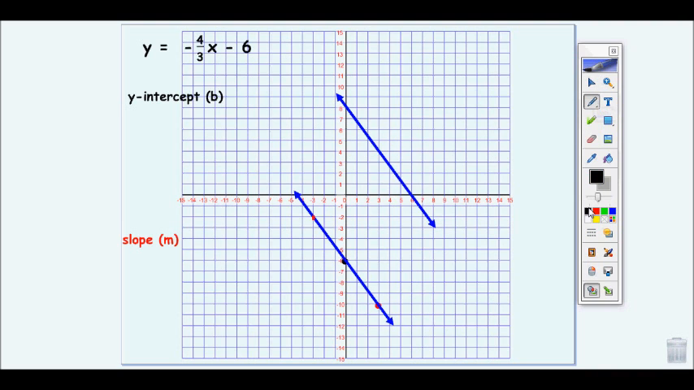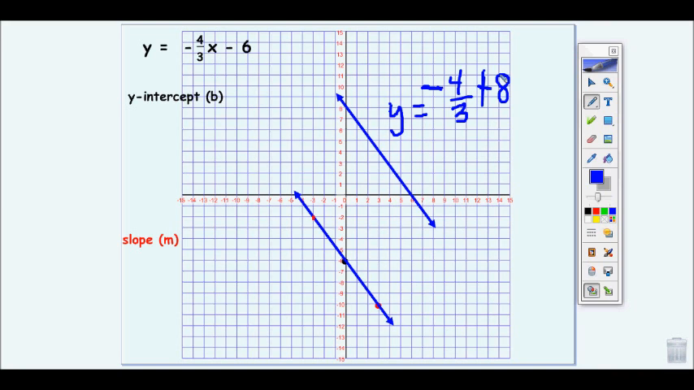I could write the equation to this next line here, my parallel line, as y equals, I know the slope is the same, it's the parallel line, negative 4/3, and then I see the y-intercept is at 8, and it's a positive 8, so that's my b term there. So there's the equation to my parallel line. It's going to have the same slope, negative 4/3, and then the y-intercept, or where this line crosses the y-axis, is at a positive 8.